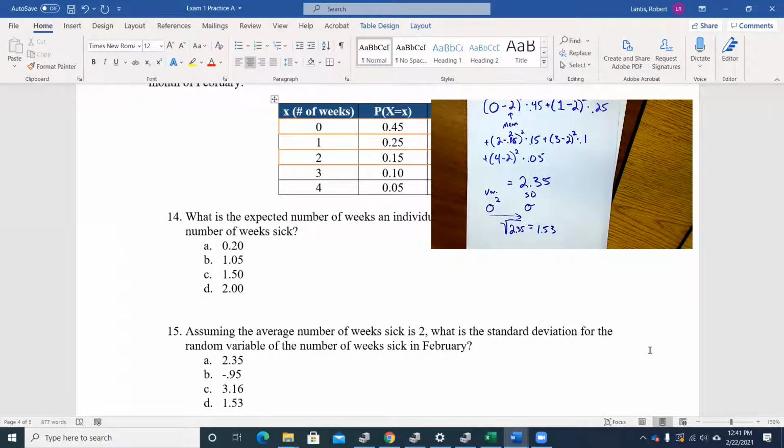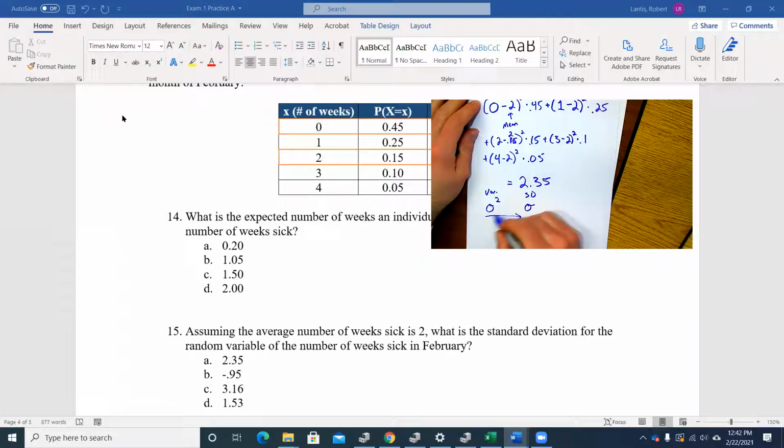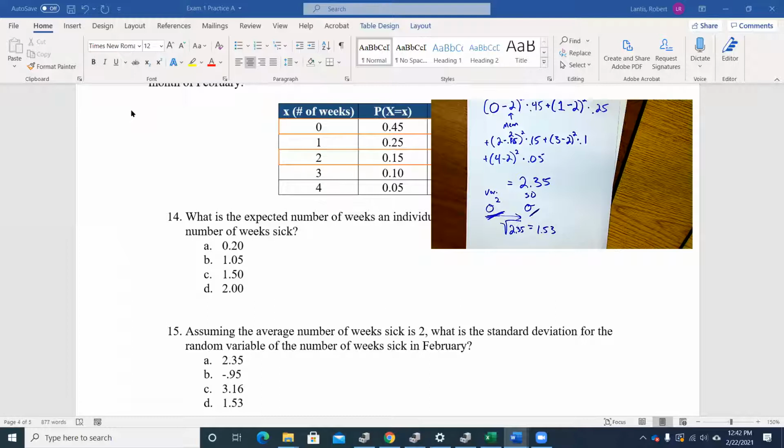Any questions on that one? Yeah. 2.35 would be the variance. Yep. So that equation that we had in the formula sheet, that was for sigma squared or our variance, right? We wanted the standard deviation. That's just sigma, so we had to take the square root, right? That one additional step. Any other questions on that one?